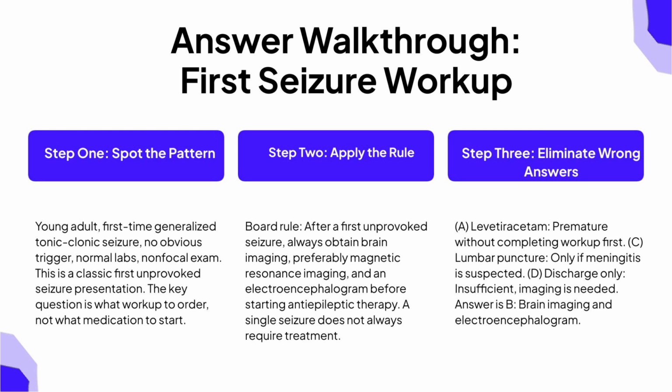Step 3. Eliminate wrong answers. Option A, starting levetiracetam, is premature because you have not completed the workup yet. Option C, lumbar puncture, is only needed if you suspect meningitis or encephalitis, which this stem does not suggest. Option D, discharge with follow-up only, is insufficient because you need imaging and an electroencephalogram. The correct answer is B, brain magnetic resonance imaging and electroencephalogram.